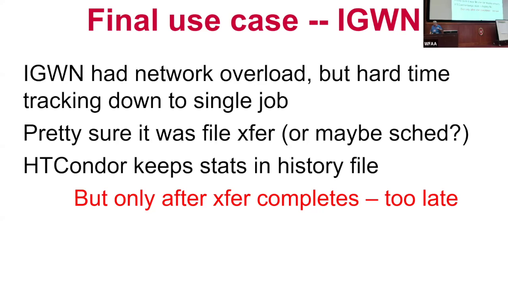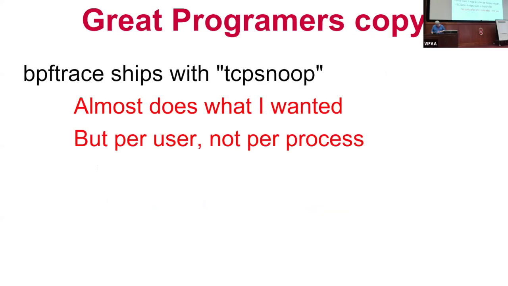But we only write those when the job exits. These jobs were running very long because they were using a lot of network, and so that was kind of too late. So, being a great thief, I noticed that BPF trace ships with a TCP snoop tool that did exactly what I wanted, almost. The TCP snoop BPF trace program that shipped was per user, not per process. So I had to modify it a little bit.